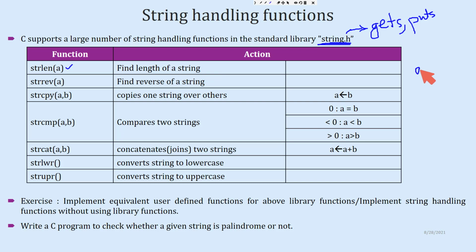If something like a, b, c, \0, here the length of the string is actually 3. The null character will not be included. The number of characters other than null will be counted in strlen of a, that is, the number of characters before that null character. Here, before that null character is abc.